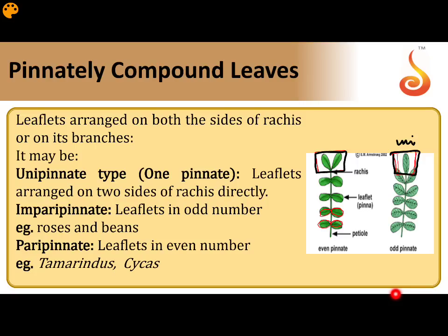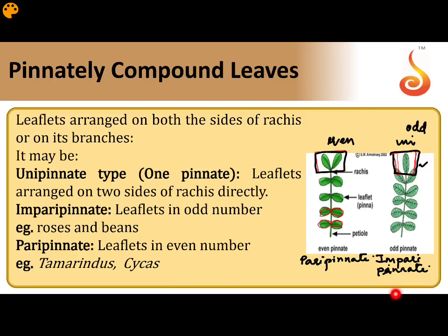If I have an odd pinnate at the tip, I call it imparipinnate. What do I call it? Imparipinnate leaf. And if I have 2 leaves at the tip of the leaf, or in other words, this is an odd number of leaves present and in this case we have an even number of leaves present, we call it paripinnate.